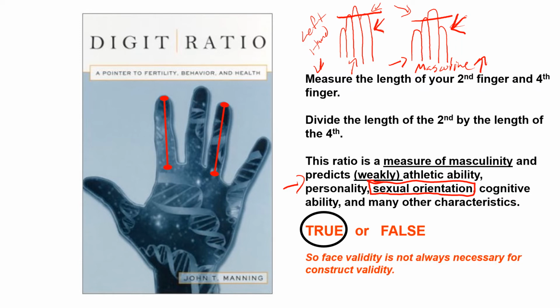Because face validity is not always necessary for construct validity. Construct validity is our gold standard for validity. It's the validity we want the most. Face validity might get us there, but sometimes face validity will lead us in the wrong direction.